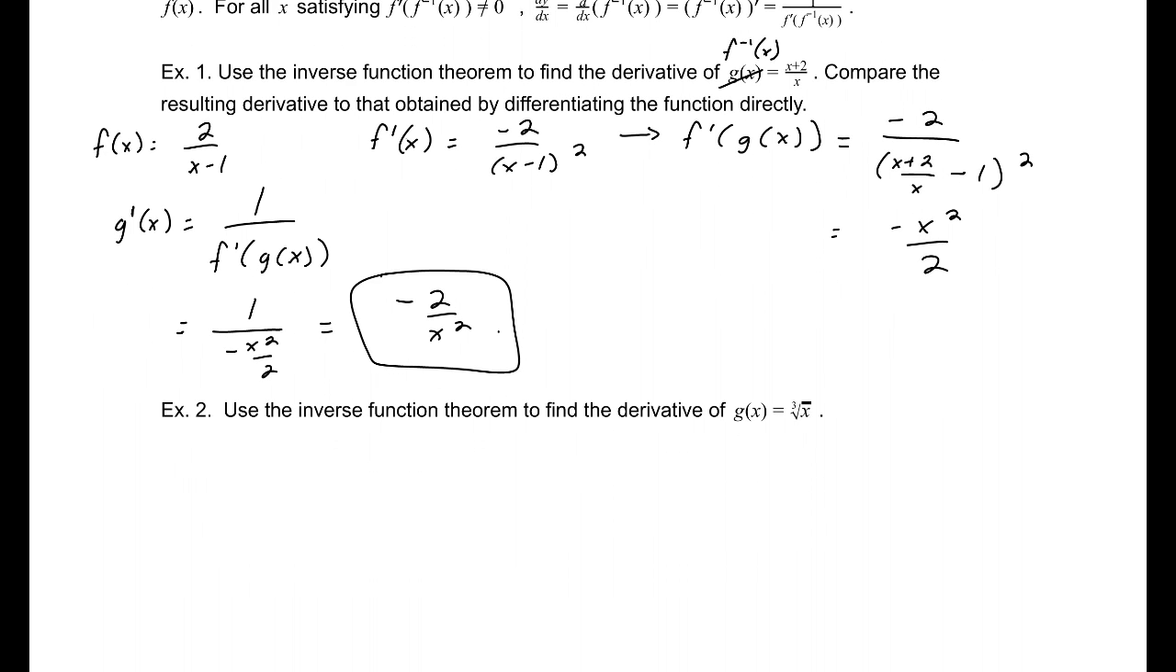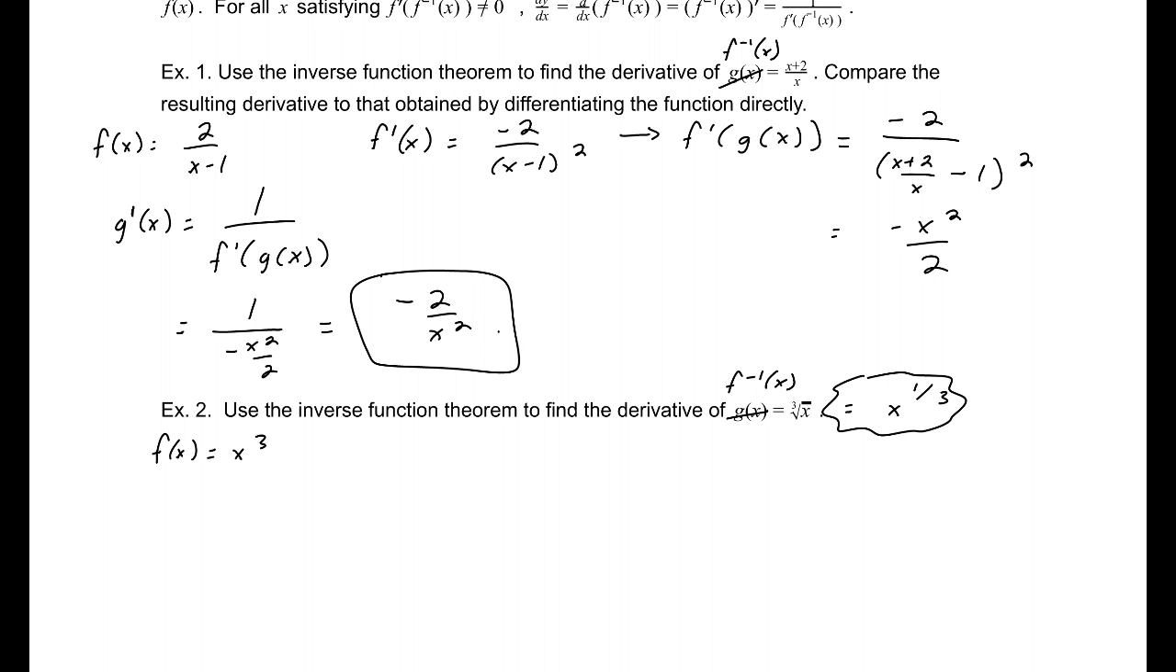Example 2. Use the inverse function theorem to find the derivative of g of x equals the cube root of x. Now, you might recognize this as x to the 1/3. However, we don't know yet that the power rule does in fact work for rational exponents. So if we didn't know that fact, okay, keep that in the back of your mind, well, we can automatically say, if this is f inverse, that f of x is x cubed.